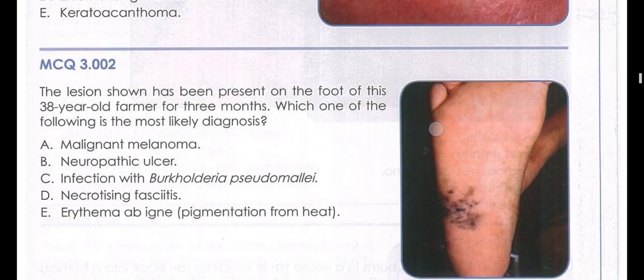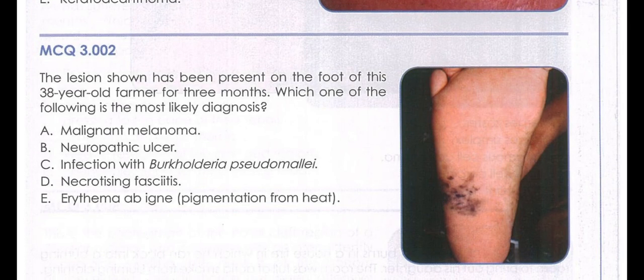Our next question is 3.002. The lesion, they have given this picture, has been present on the foot of this 38-year-old farmer for 3 months. They are asking which one of the following is the most likely diagnosis. Here again asking about the diagnosis. If you have watched my previous video and this picture, then definitely you will give the correct answer from these options.